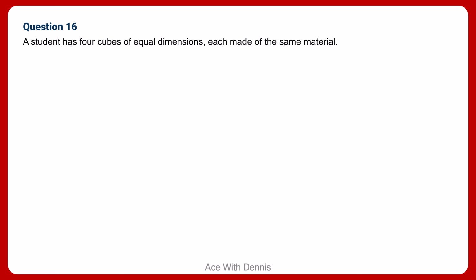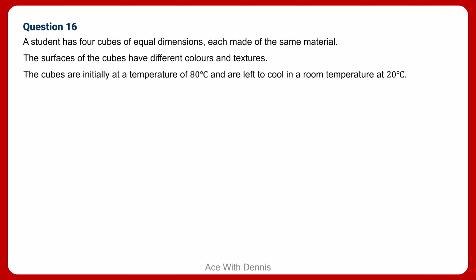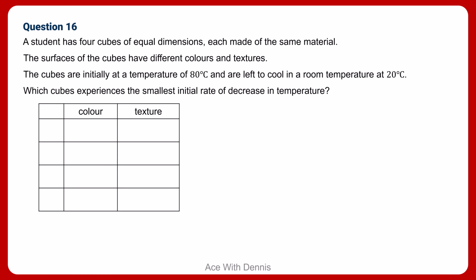Question 16. A student has 4 cubes of equal dimensions, each made of the same material. The surfaces of the cubes have different colors and textures. The cubes are initially at a temperature of 80 degrees Celsius and are left to cool in a room temperature at 20 degrees Celsius. Which cube experiences the smallest initial rate of decrease in temperature?